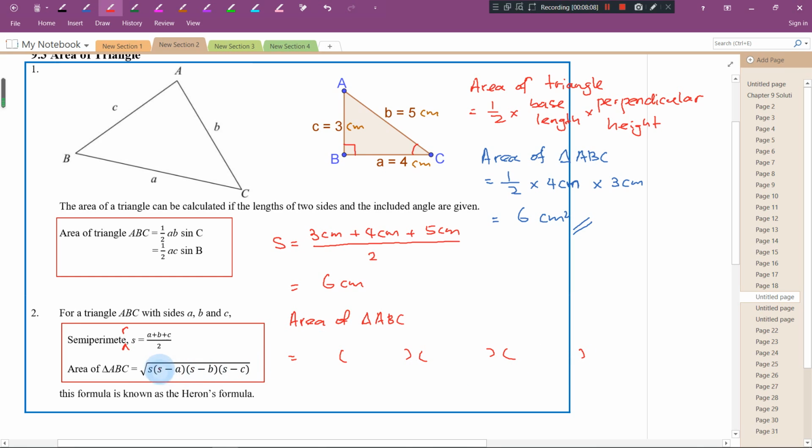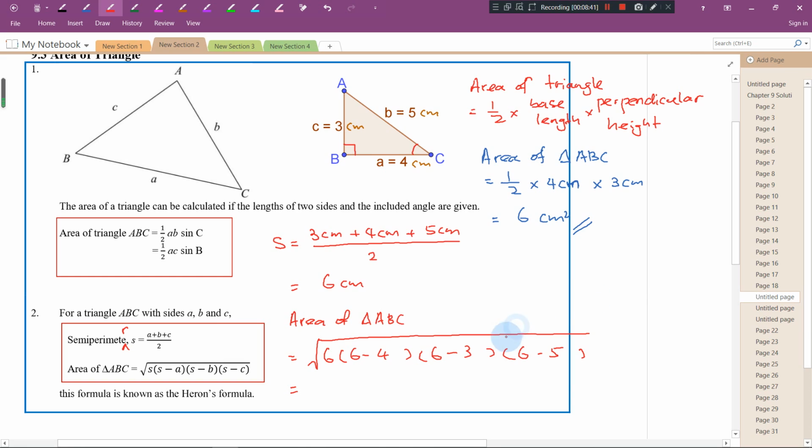Okay, so S is the semi-perimeter of this right-angled triangle, which is equal to 6. And then we need to take the semi-perimeter minus the side length, so minus a, which is 6 minus 4, times 6 minus 3, times 6 minus 5. And then we have to square root this whole thing.